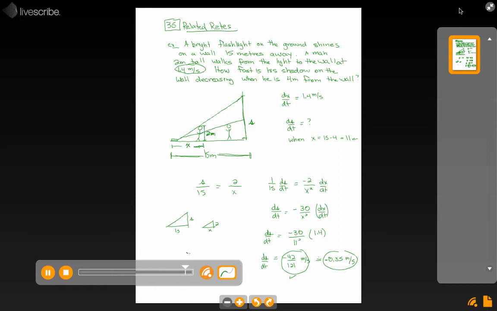But it makes sense that as that man walks closer to the wall, his shadow will get smaller and smaller as the man walks further up here. His shadow will be smaller on that wall, and so it's shrinking as he walks towards the wall.